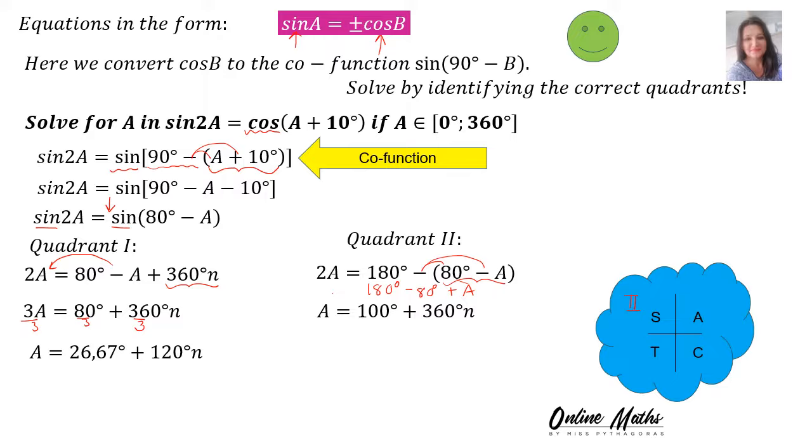And then what you do is substitute in n's place minus 1, 0, 1, 2, and even here minus 1, 0, 1. And just be careful, you have a restriction there up to 360 degrees, so whatever angles fit the brief. Therefore the answer will be A is equal to 26,67 or 146,67 or 266,67 or 100.